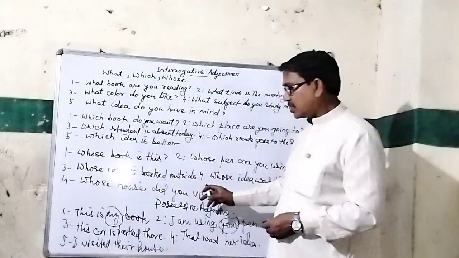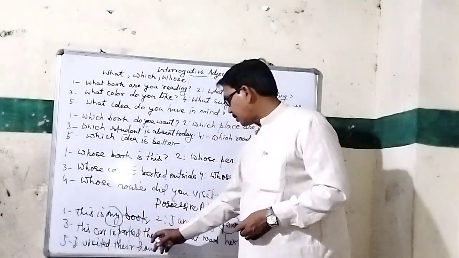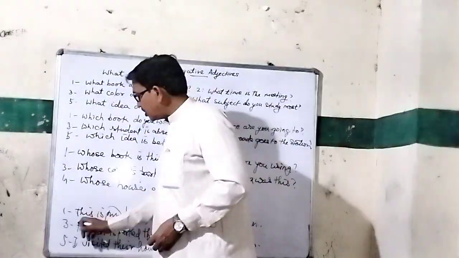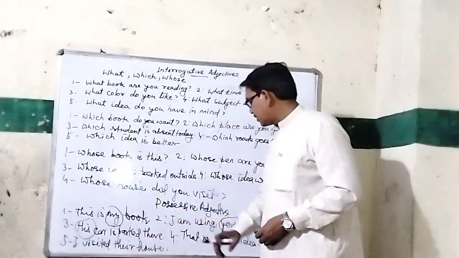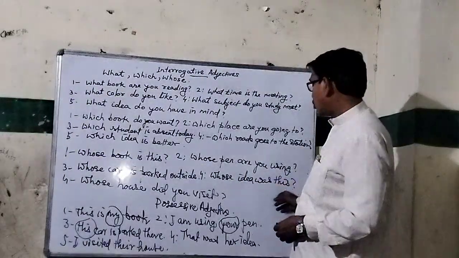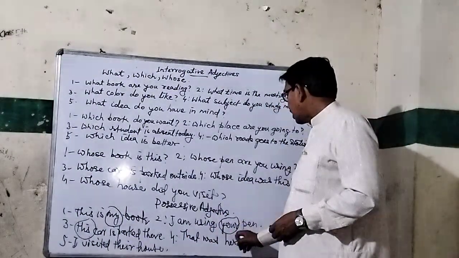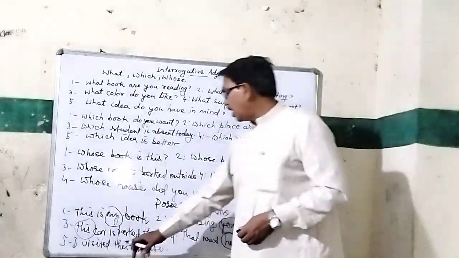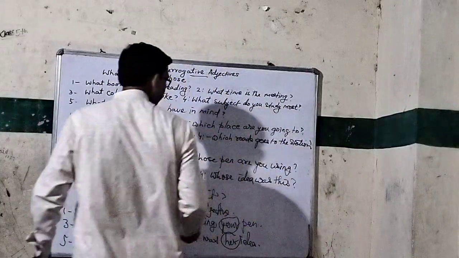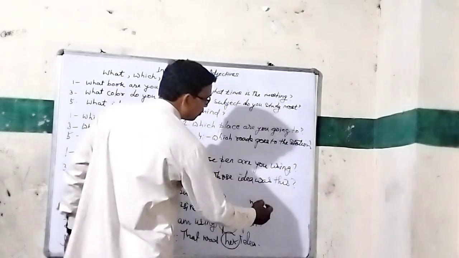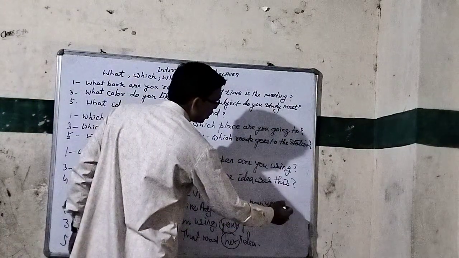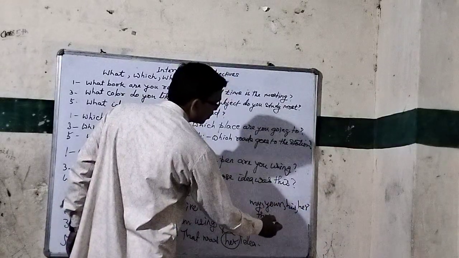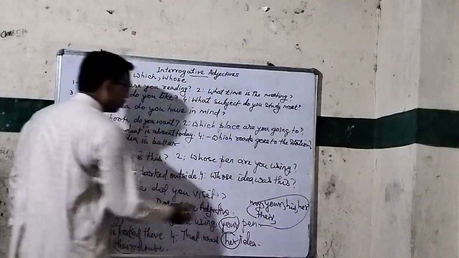Whose car is parked outside? So here the answer is his car. For example, his car is parked there. Number 4 question: whose idea was this? That was her idea. And number 5: whose house did you visit? I visited their house. So in this way, my dear friend, you can see that all these words, for example, my, your, his, her, their, are called possessive adjectives.